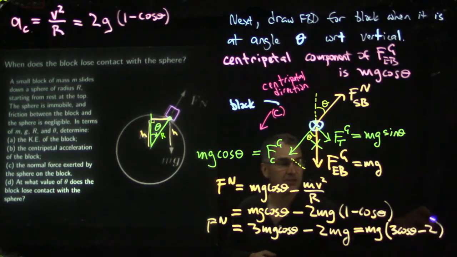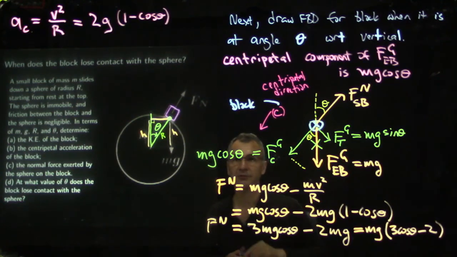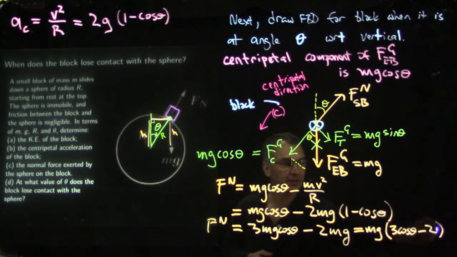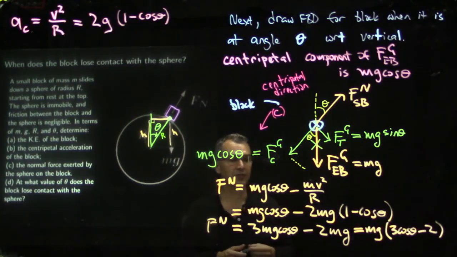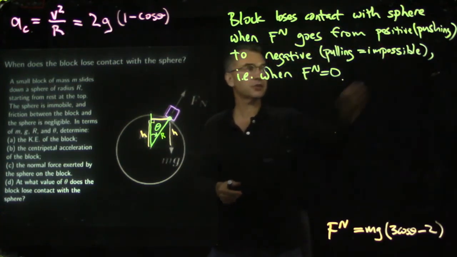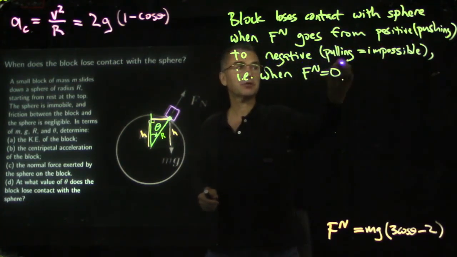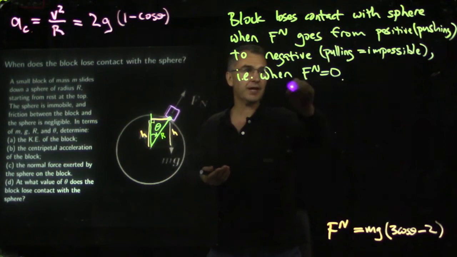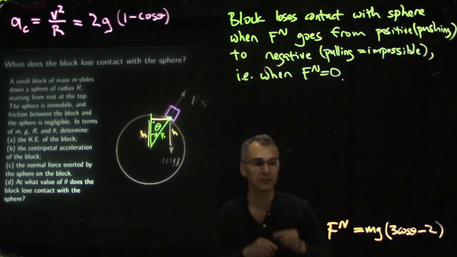So the block loses contact with the sphere when this normal force becomes 0. In other words, when it goes from being positive outward to being negative, which would be inward, which is impossible for a force that can only push, it can't pull. So when this expression equals 0, the block loses contact with the sphere. So that means when 3 cosine theta minus 2 equals 0 is when the block loses contact with the sphere. So the block loses contact with the sphere when the normal force goes from positive, which would mean pushing, to negative, which would mean pulling, which is impossible for the normal force to do. In other words, that boundary from positive to negative happens when F normal equals 0. Let's figure out when F normal equals 0.